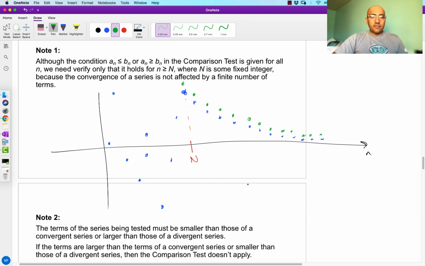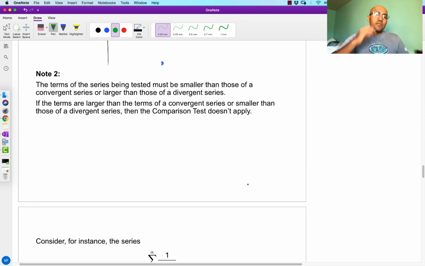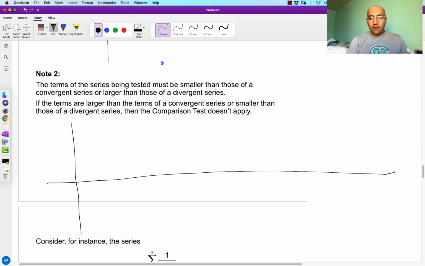All right, so that's what that's trying to tell us. The terms of the series being tested must be smaller than those of the convergent series, or larger than those of the divergent series. So the opposite doesn't help us, right? Meaning that if I'm trying to figure out what happens to this blue one, I don't know. It seems to be doing this. What is happening there? Is that enough?